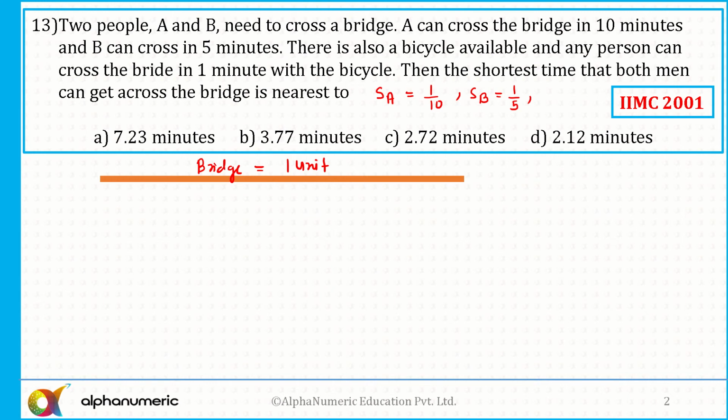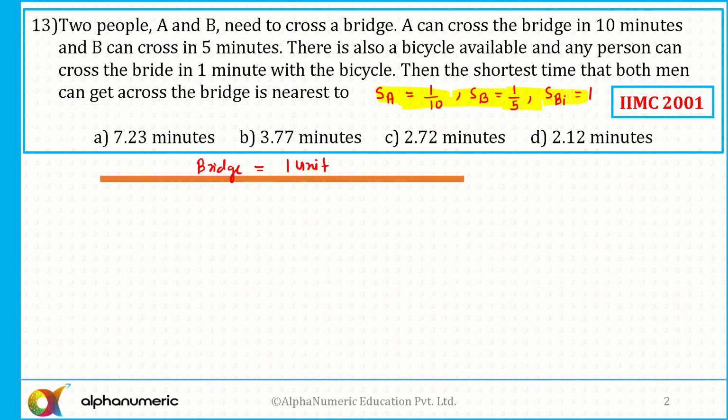And there is also a bicycle available and any person can cross the bridge in 1 minute with the bicycle. So what is the speed of the bicycle? I can say S_BI, where BI represents bicycle, is equal to 1 upon 1. So 1 by 1 is equal to 1. Alright, so these are the three things which are important here. So I am going to highlight this also.